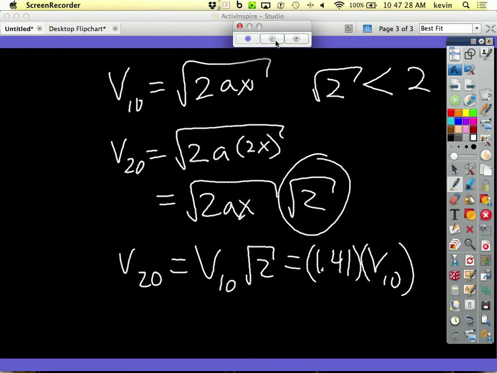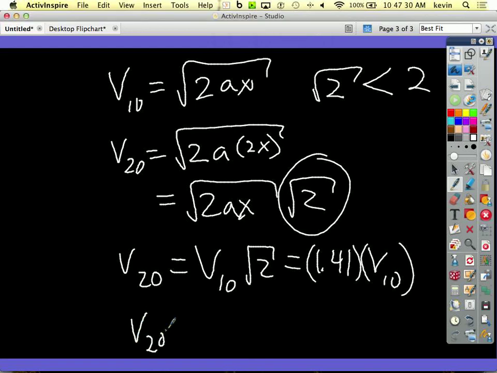Sorry, let me go ahead and do that. For the last part, the question is, what is V20? It's 1.4 times the 6, so you get something like 8.4 meters per second.